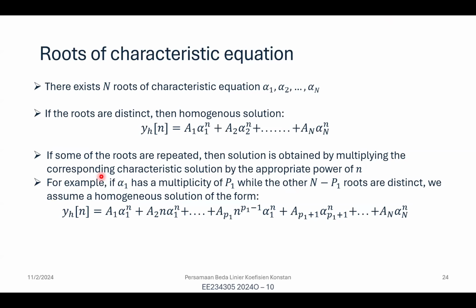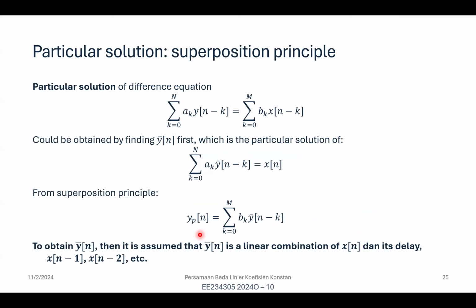So by multiplying the corresponding characteristic solution by the appropriate power of n. For example, if alpha 1 has a multiplicity of p1, while the other n minus p1 roots are distinct, we assume a homogeneous solution here in the form of yh, which is a1 times alpha 1 to the power of n plus a2 times n times alpha 1 to the power of n, and so on. So that's some of the homogeneous solutions. I think this one is not that much different from the continuous time system.